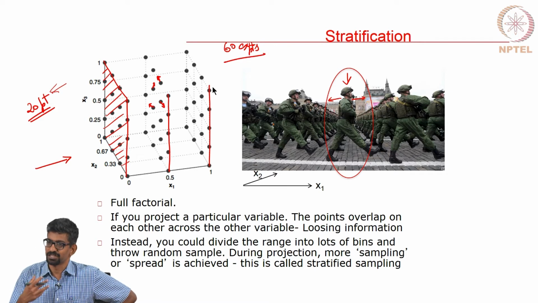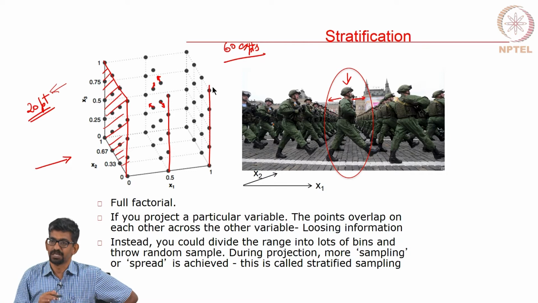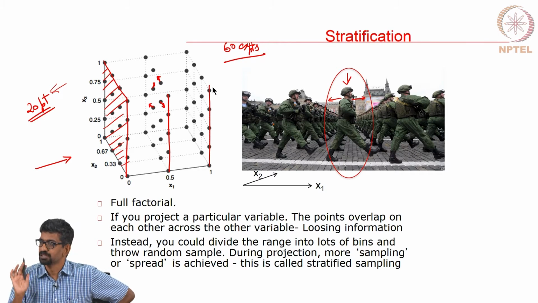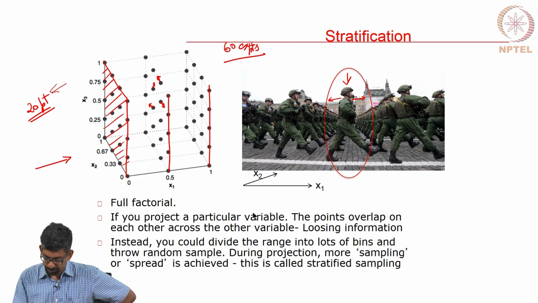What it does is, it does not give you a bias, that 1 minus 1 and all. It is not giving you a bias with respect to a particular level. It says both levels I will do the same, because I have no information about favoring one particular level. Okay. So, if you project this full factorial onto a particular variable, the points overlap each other across, so you lose information.